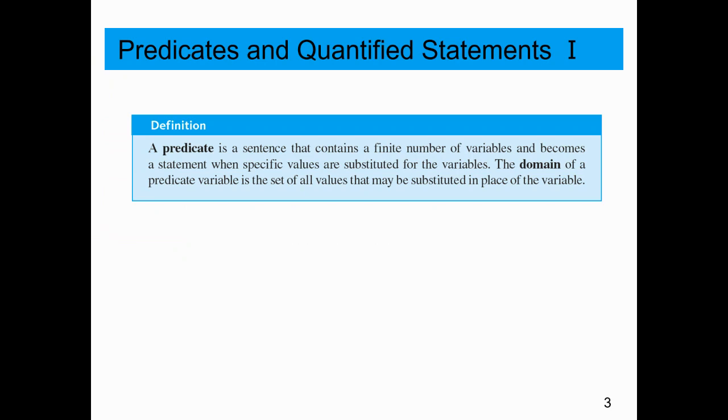So we begin with a definition, a predicate. It's simply a sentence that contains a finite number of variables. It becomes a statement when specific values are substituted for the variables. And we get those values from a domain. The domain is all the possible values that may be substituted for the variables. And surely domain is not a new concept to you.